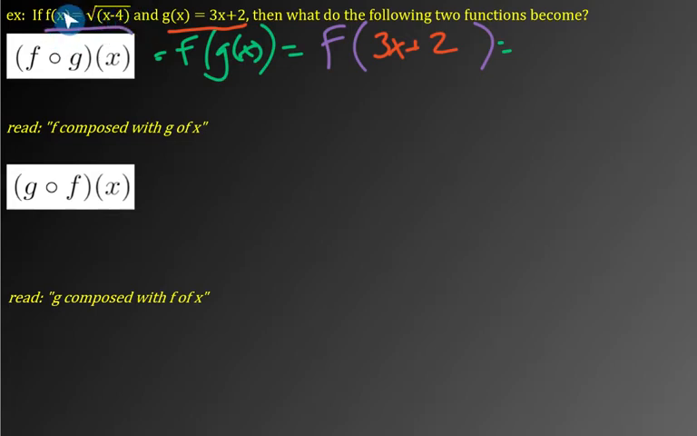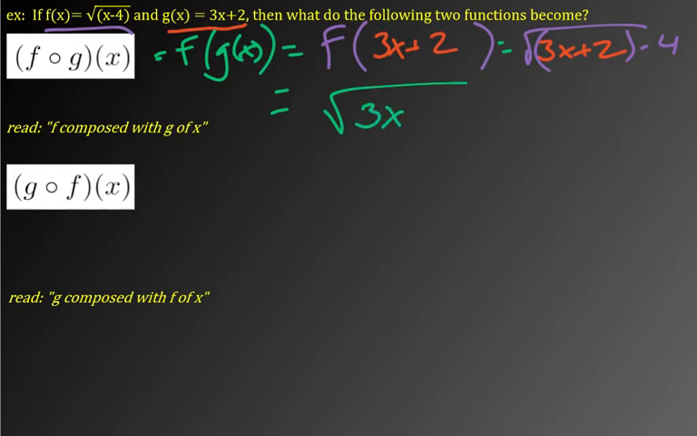And then all f does is it takes the square root of the input minus 4. But the input is now 3x plus 2. So I basically stick in here the square root of my g, which is 3x plus 2, minus 4, right? That's all f does: square root of the input minus 4. My input's now just a function. And you could simplify that a little bit. You could just say it is the square root of 3x minus 2. So that would be the new function that is using g as an input for f.